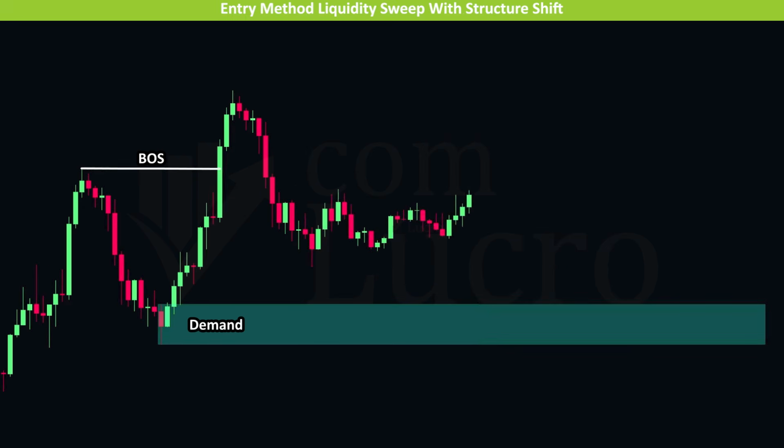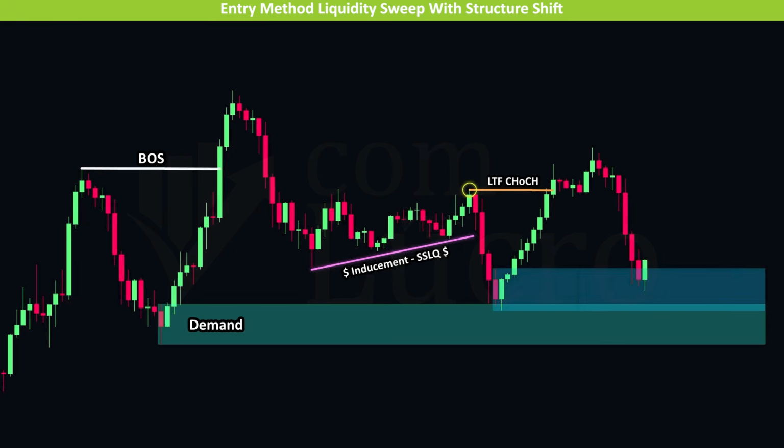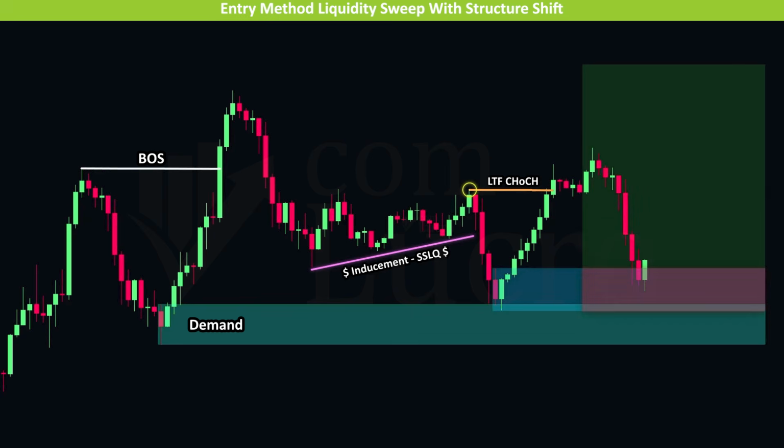Third, and the most refined method, is the liquidity sweep combined with a structure shift. Here's how it works. Price takes out equal highs or equal lows, sweeping liquidity, and then quickly reverses. When that reversal breaks structure or creates a clear change of character, it confirms that institutions have entered the market. That moment is your cue to follow. They are effectively revealing where smart money is positioning itself.